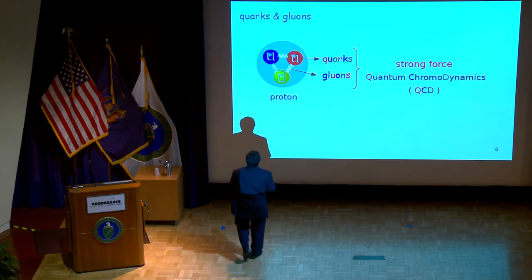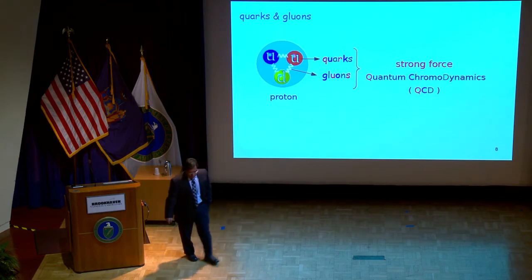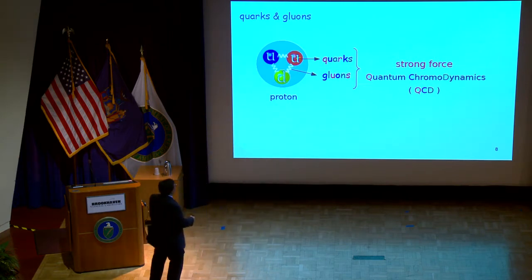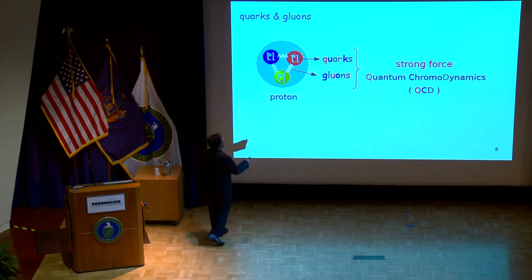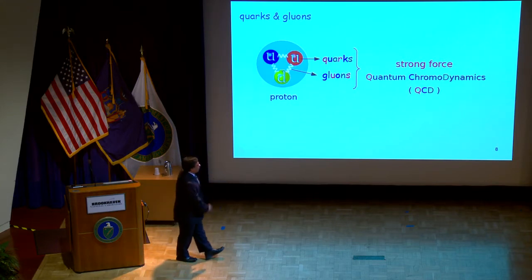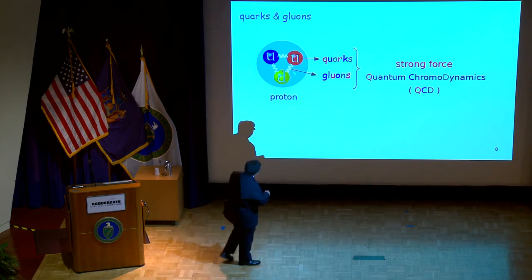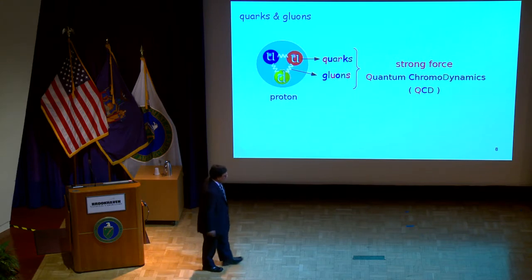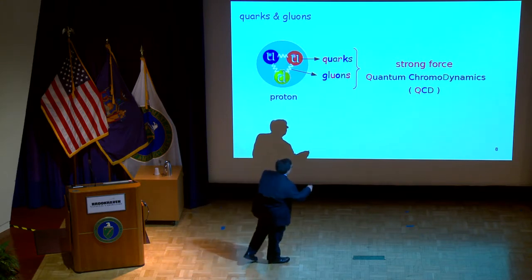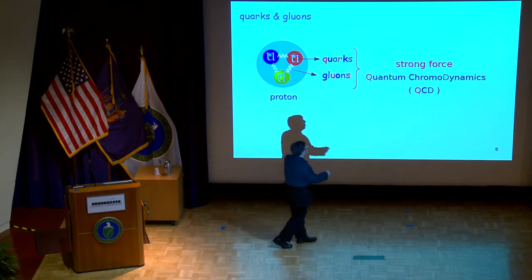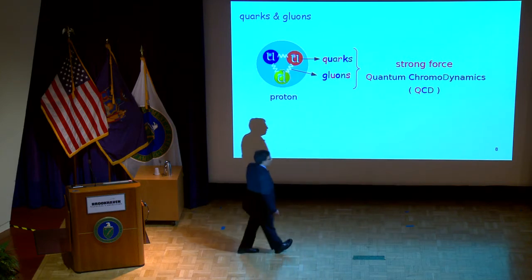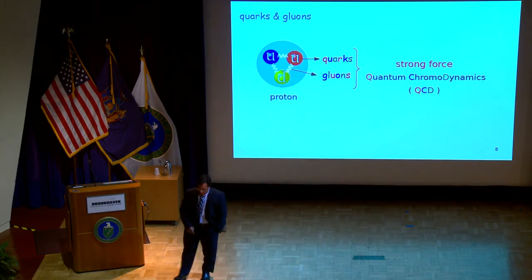These nucleons are not elementary objects. They consist of quarks, and these quarks are bound together through another particle called gluons. The forces between these quarks and gluons are very strong. I will briefly give you a feel for how strong this force is. And the theory that describes this strong force of nature is called quantum chromodynamics.